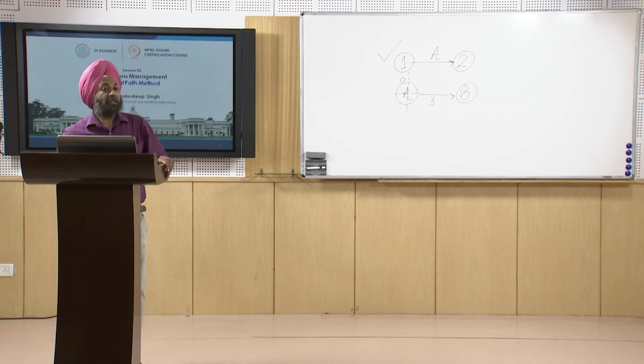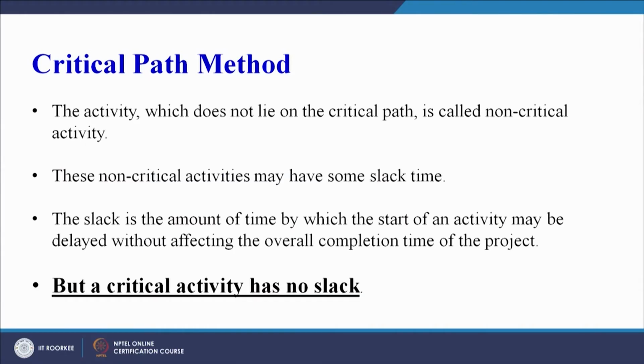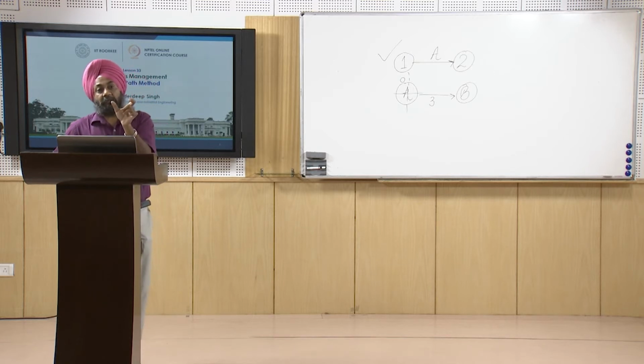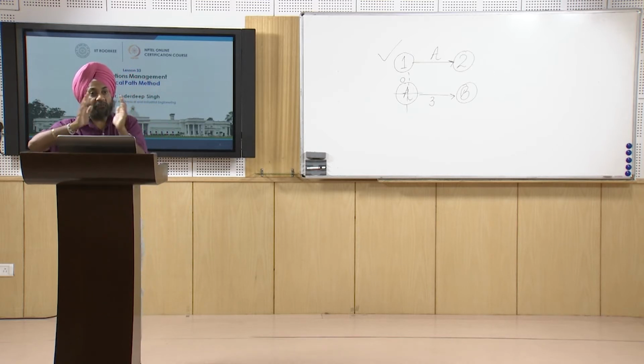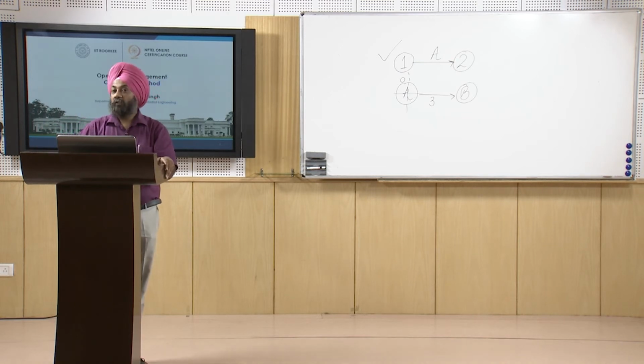So these activities that fall on the critical path are called the critical activities. Critical path method, again the summary: the activity which does not lie on the critical path is called a non-critical activity, which is just maybe opposite to the critical activities. So these non-critical activities may have some slack time. Now a new word has come, that is slack time. Now slack time basically is the duration in which the activity can be extended further without compromising the overall completion time of the project.